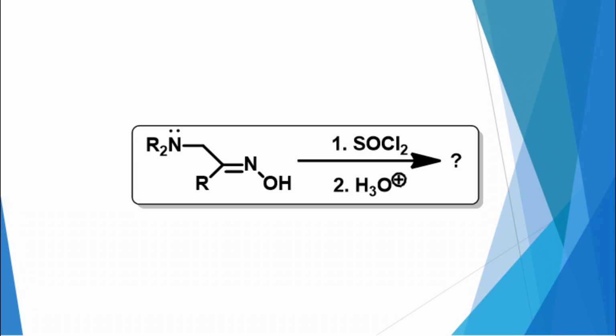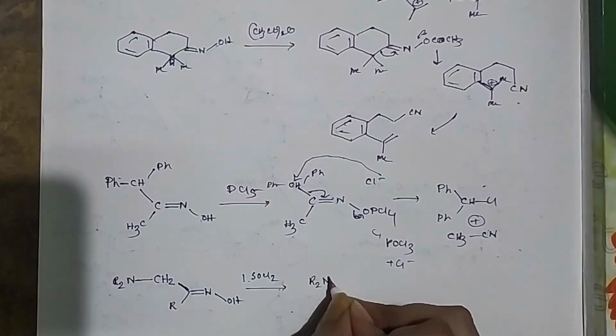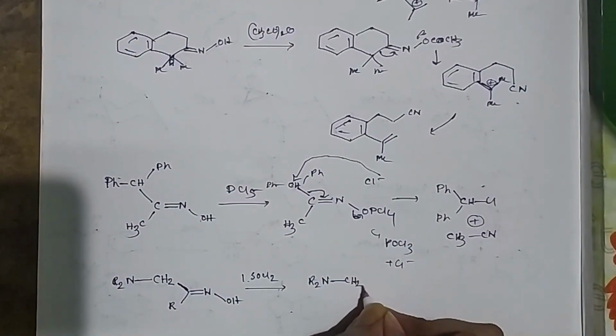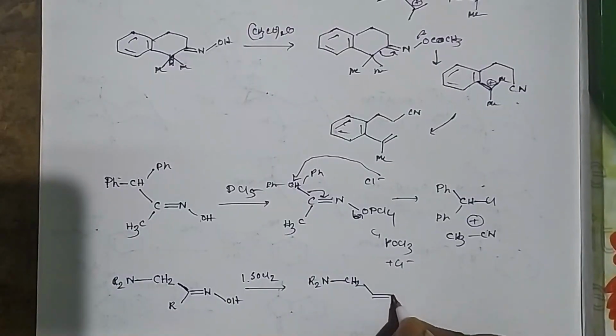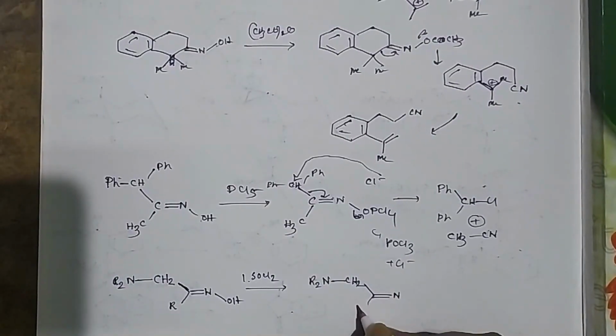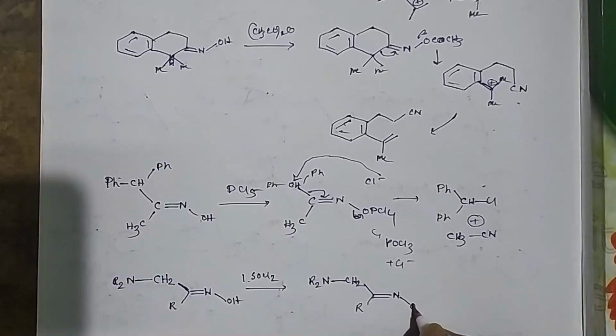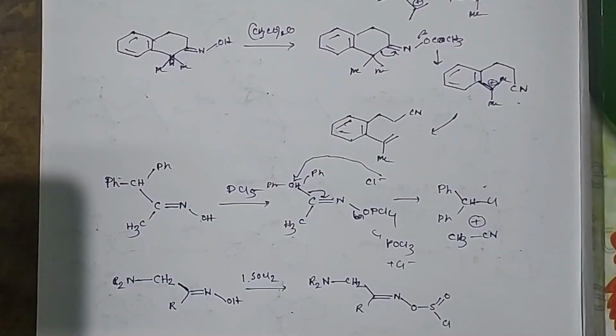So let's move on to our next problem, where we are given an oxime which reacts with SOCl2, which is the same kind of reagent as PCl5. It reacts with the OH, generating an OSOCl group, and another Cl- is liberated in the reaction medium, and the OH group is converted into a good leaving group.